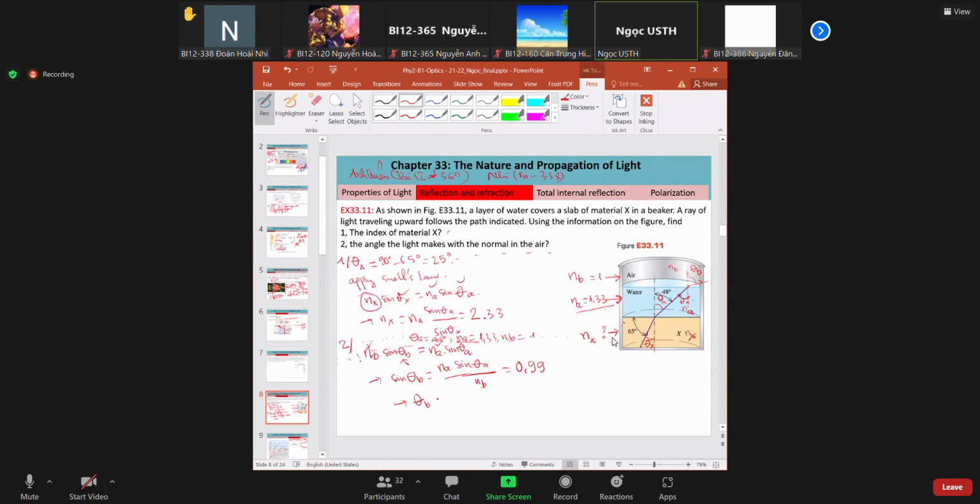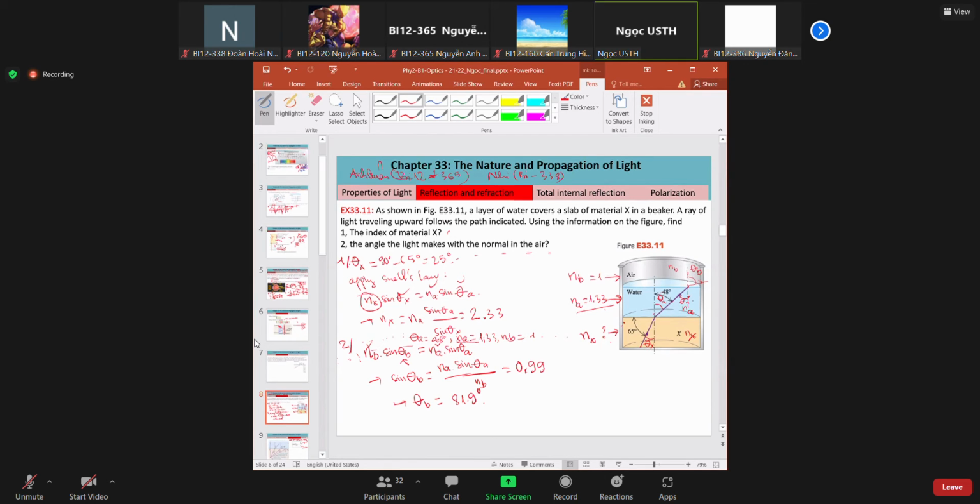Okay. So you find out the theta B equal... almost 90 degrees. So here, for these fractions related to the reflection and refraction phenomena, you just need to remember two equations. But keep in mind the way we determine the angle. This is the first point you need to remember: the angle is between the normal and the ray.